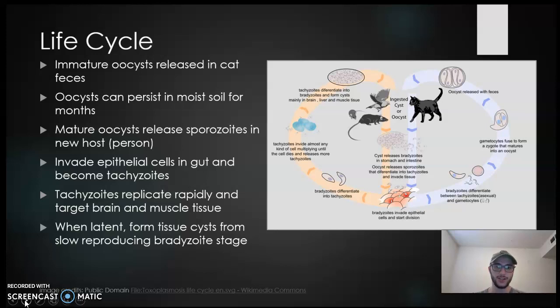So the bradyzoite stage is the latent stage. It's slowly reproducing. Think of it like viral shedding, only with a protozoa.